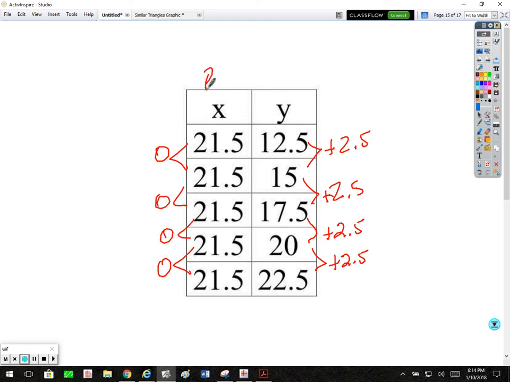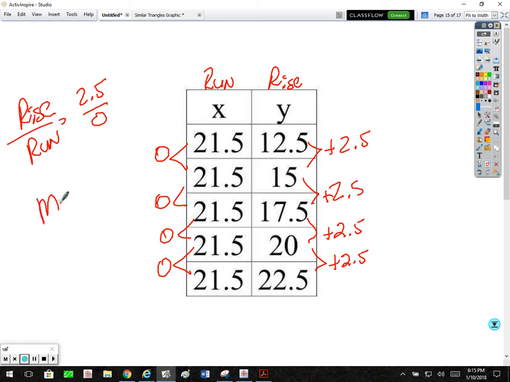So we have run and we have rise. All right. So rise over run, in this case, is 2.5 over 0. Well, if you put that in your calculator, it's going to tell you that's an error. So that's the one we're looking for right here. So the slope of this one is undefined. Remember, he fell off the cliff. He fell off the mountain.